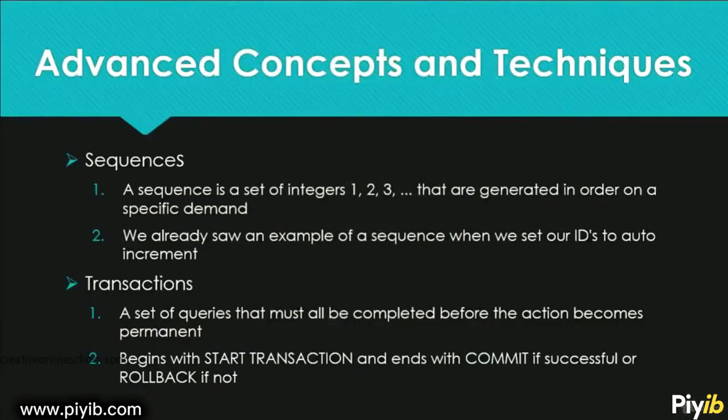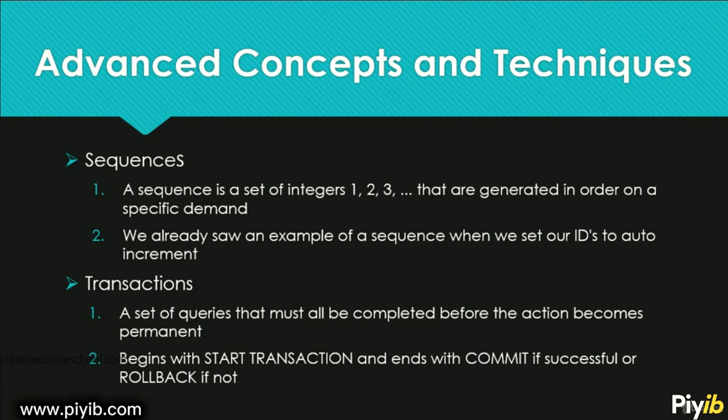Hello, and welcome to the last video in this lesson. In this video, we're going to cover sequences and transactions. A sequence is a set of integers, such as 1, 2, 3, that are generated in order on demand. We already saw an example of sequences when we set our IDs to auto-increment in our tables. They go up by 1 automatically. That is, in fact, the most common type of sequence.